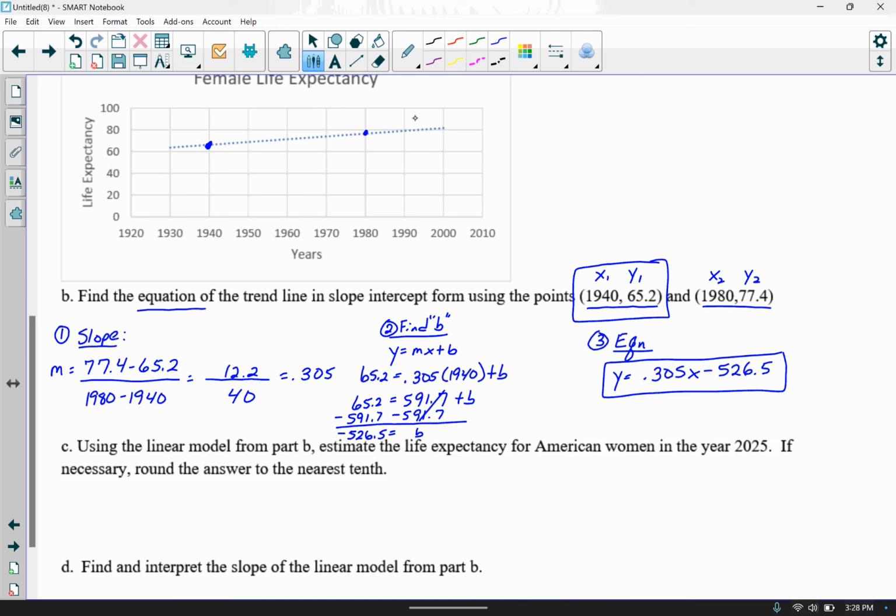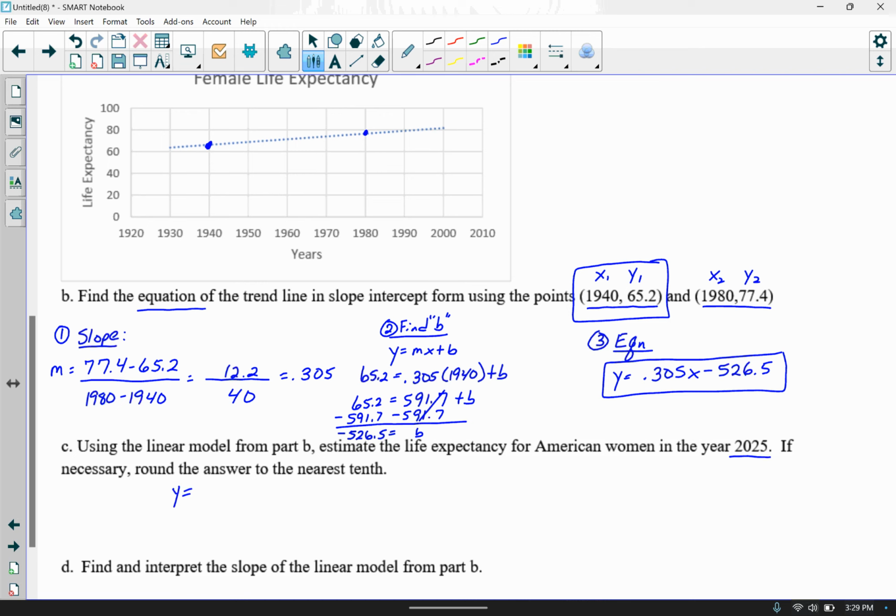Part C wants us to use this linear model that we've just created to estimate the life expectancy for a woman in the year 2025. Okay, so think about it. We're measuring years on which axis? Our x-axis or our y-axis? You're measuring it in your x-axis, so that's telling me I'm going to be putting 2025 in then for x.